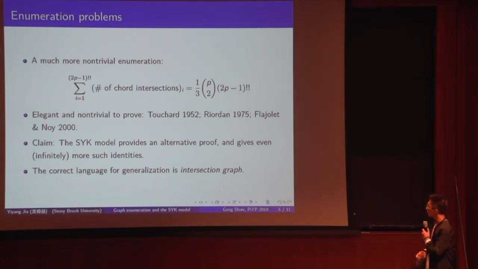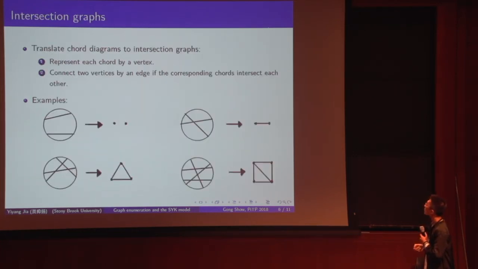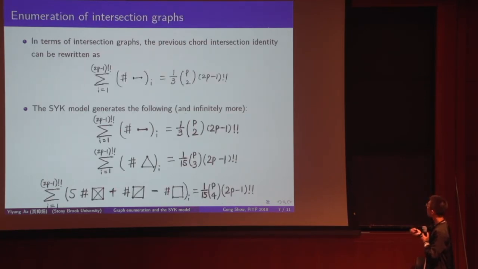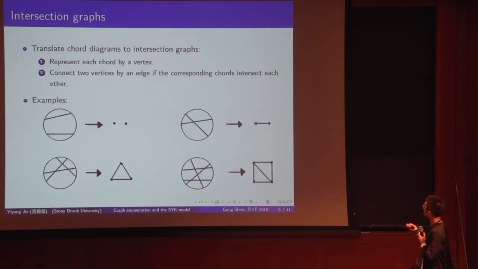It turns out that the correct language for generalization is the so-called intersection graph. So we can translate the chord diagram to an intersection graph by doing the following. We represent each chord by a vertex and then connect two vertices by an edge if and only if the corresponding chords intersect each other. Take this one as an example. The chord diagram has two chords and one intersection. So the corresponding intersection graph has two points and one edge.